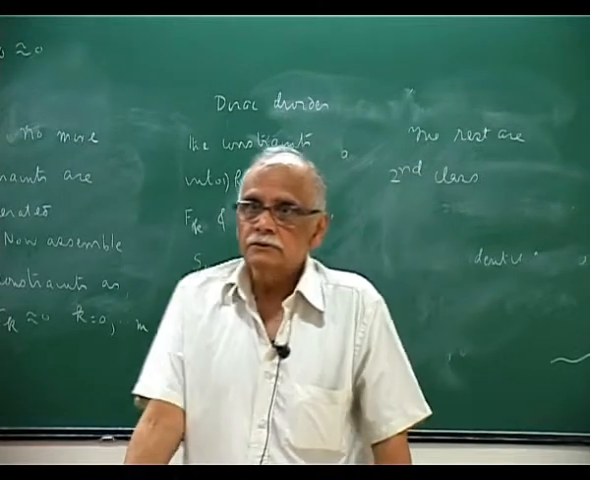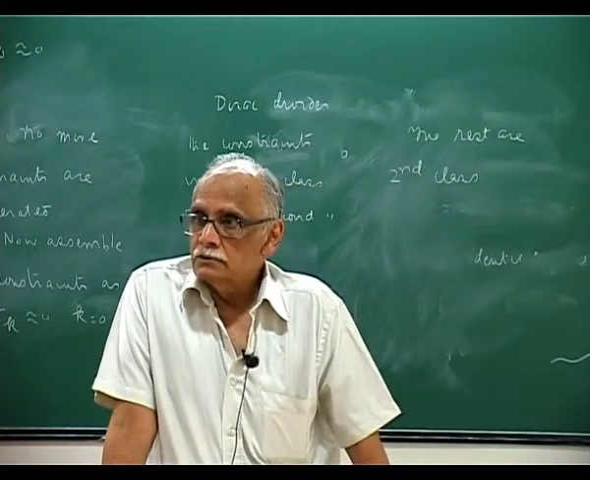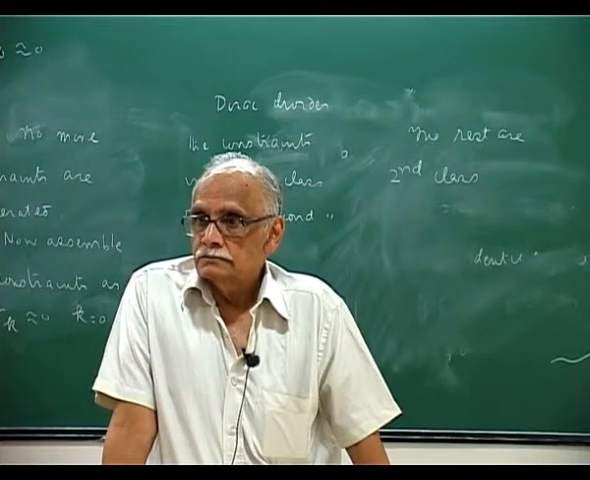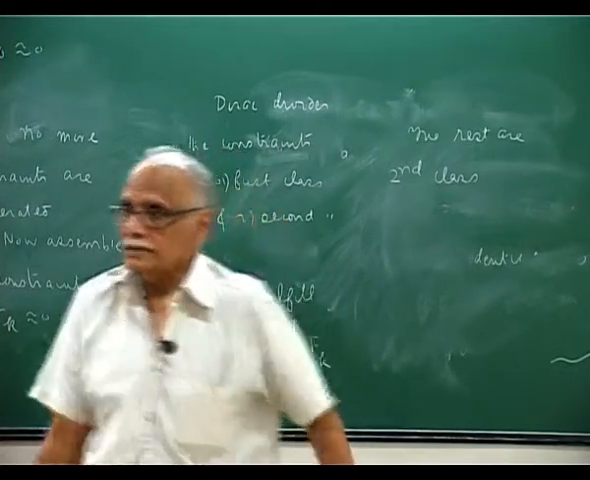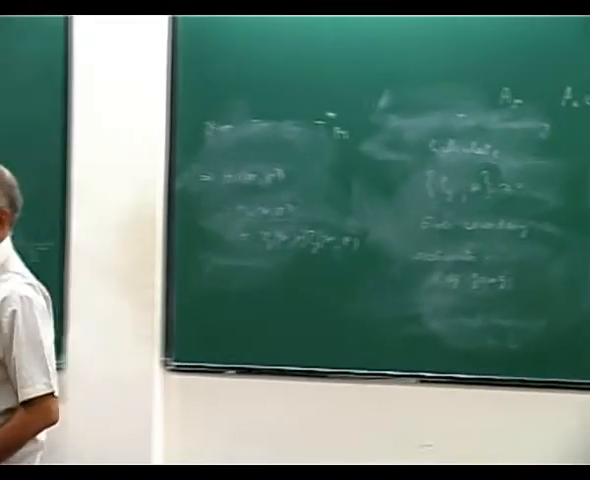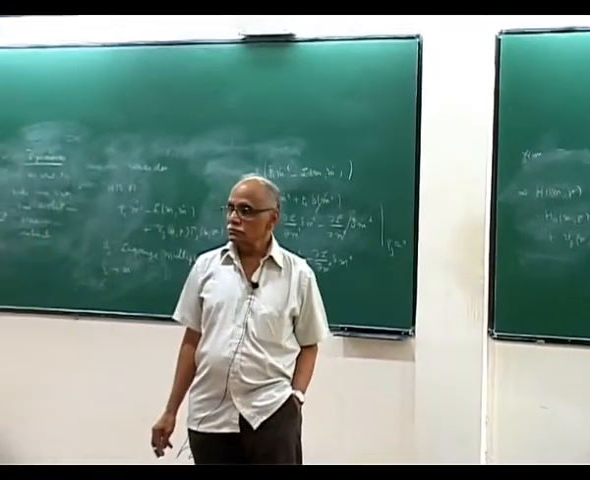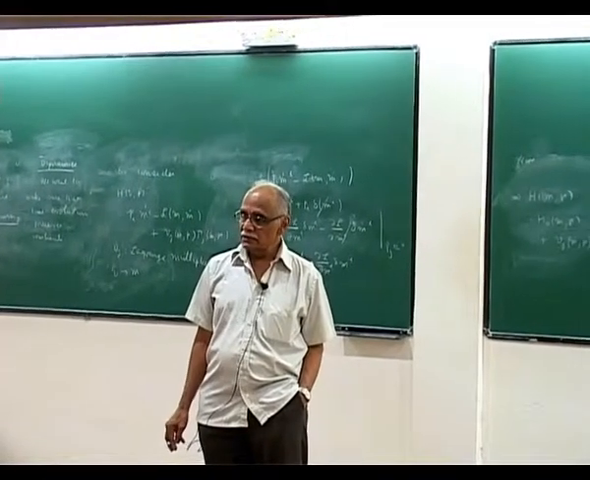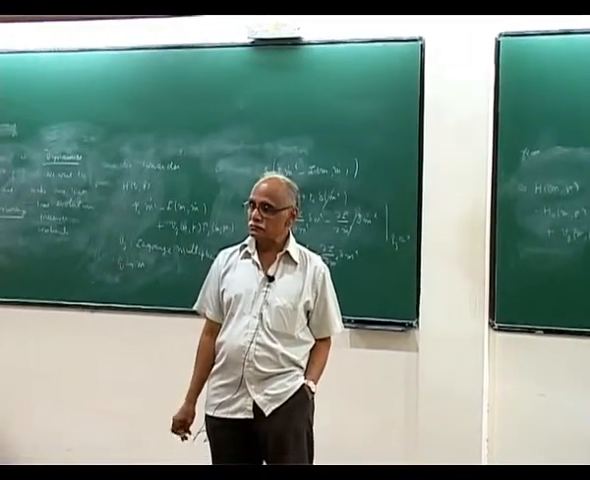Sorry? Poisson bracket of? It can be 0. Yeah, so some structure constants can be 0.